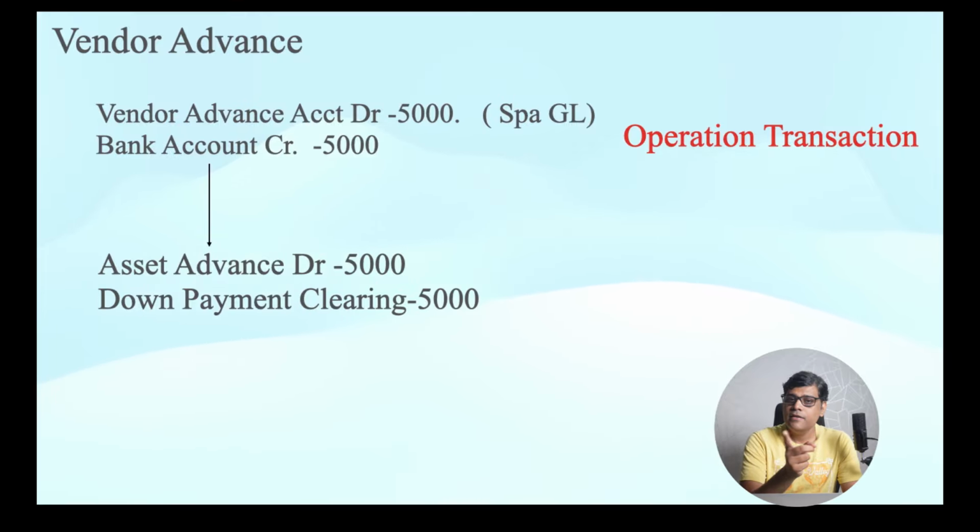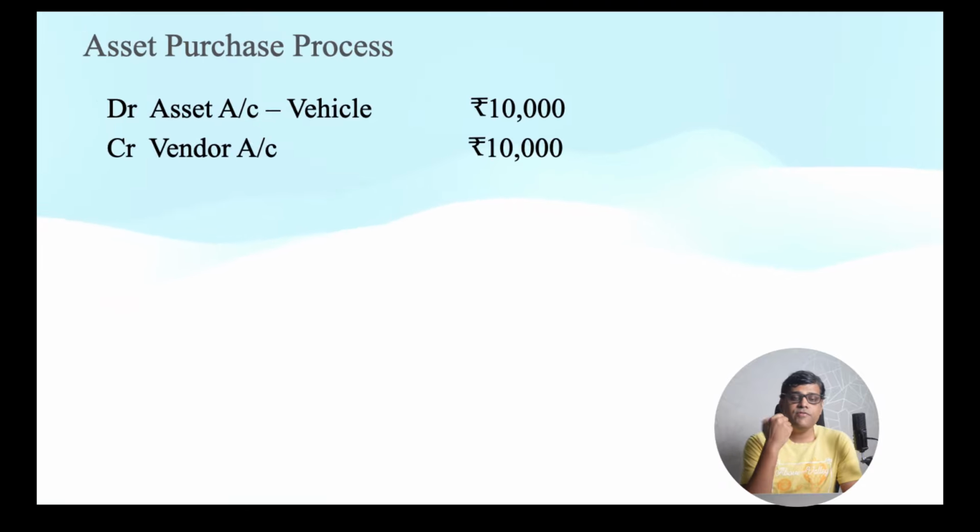So the transaction is one, but automatically you will find two impacts. One is the subledger impact related to the vendor. Another one is the subledger impact related to the asset. After that, we are going to have the vendor invoice. So when we purchase the asset, the asset account is going to be debited and the credit will be the vendor.